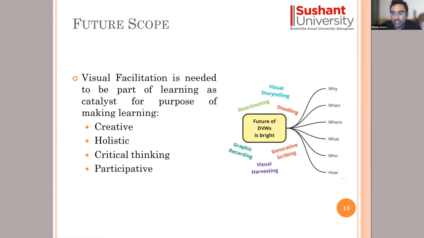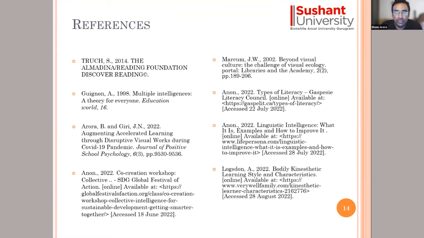Some of the DVWs that are discussed in the drawing picture right here are visual storytelling, sketch noting, doodling, graphic recording, visual harvesting, and generative scribing. These are the list of references.